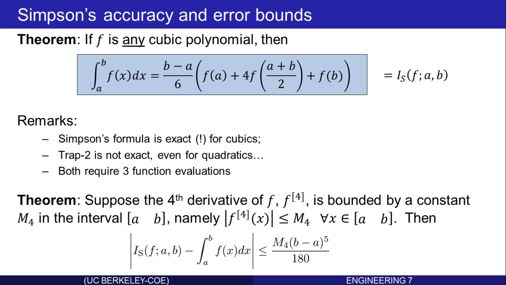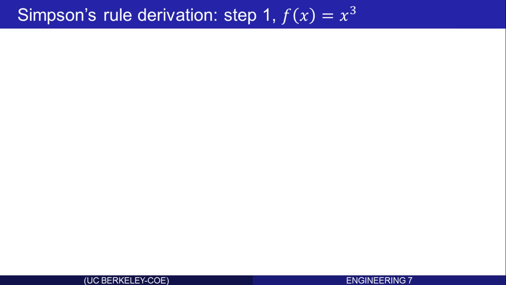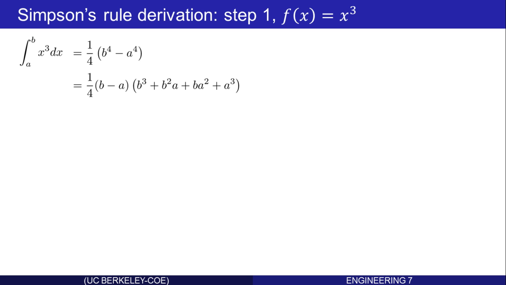In the meantime, though, let's prove the top theorem that states that Simpson's formula is exact for all cubic polynomials. We'll start with the cubic polynomial x cubed. The integral of x cubed from a to b is nothing more than a quarter times b to the fourth minus a to the fourth, by the fundamental theorem of calculus, doing the antiderivative. We can expand b to the fourth minus a to the fourth as this expansion. Just multiply that out, check for yourself.